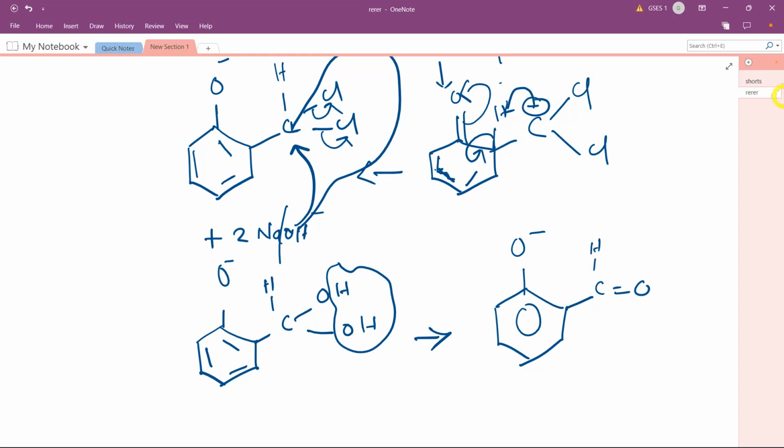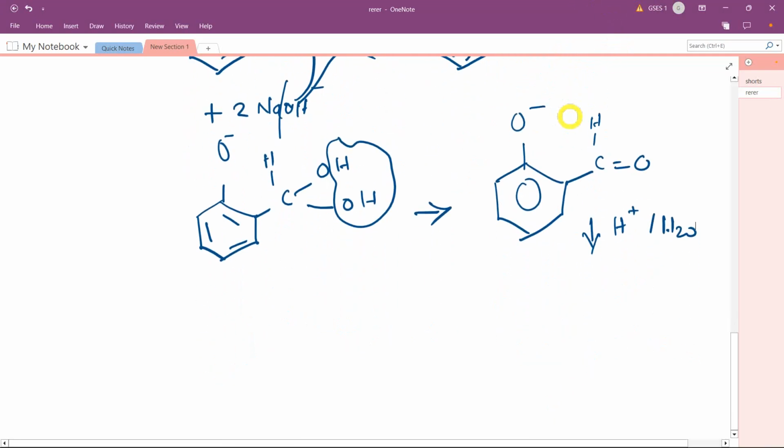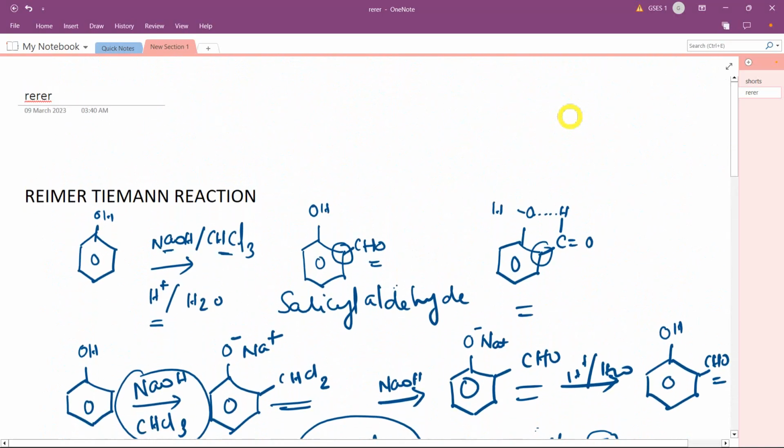So at this stage, what happens? This requires a proton, so we are acid hydrolyzing the compound. So by the way, what happens? This gets a proton. Here, the phenoxide ion gets a proton. OH, then here CHO. So that's the desired product, that is salicylaldehyde. Right, that is salicylaldehyde. Let's come from the beginning one more time.